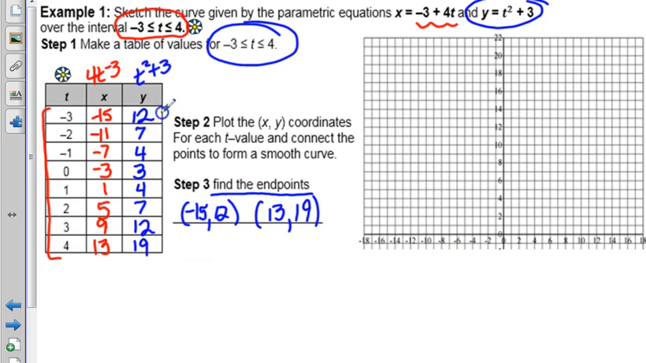Starting at the top, the first ordered pair was at negative 15, 12. I have no idea if that's right. Negative 11, 7. And we're going this way, so probably as we go that way, we should put a little arrow on there to indicate the orientation. We were going kind of down and to the right. Then negative 7, 4.